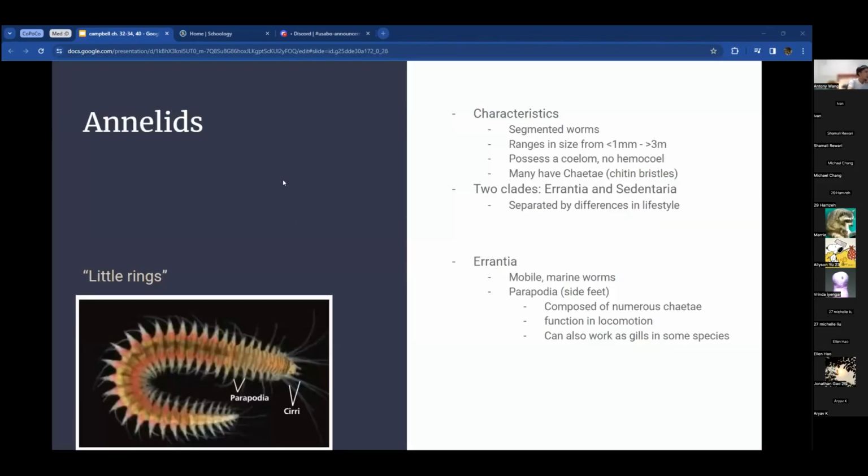Anyways, annelids. Let's talk about these guys. They're segmented worms. They have a coelom, and just know they have bristles made of chitin. Errantia, sedentaria, marine worms, Pteropodia. You can just read about this. There's not much that I can say other than what's written here in the book.